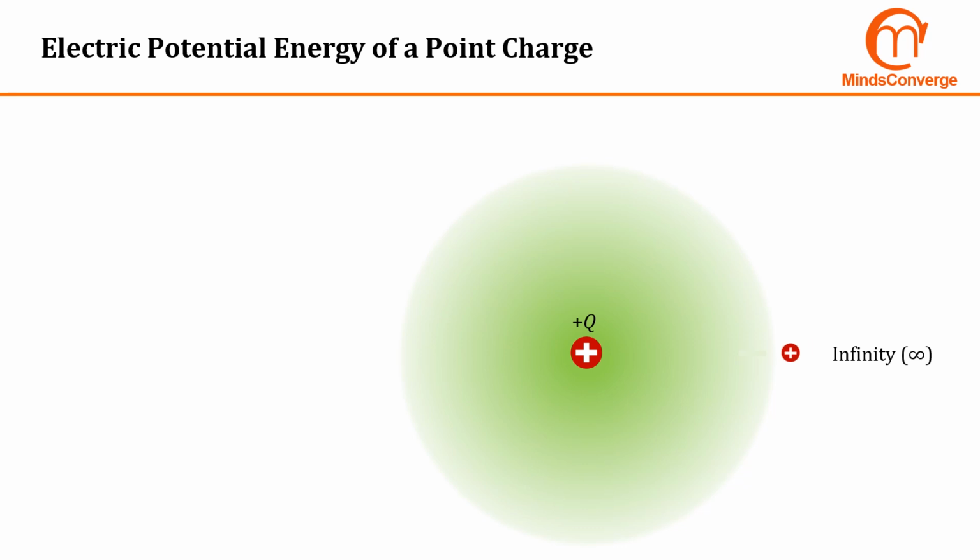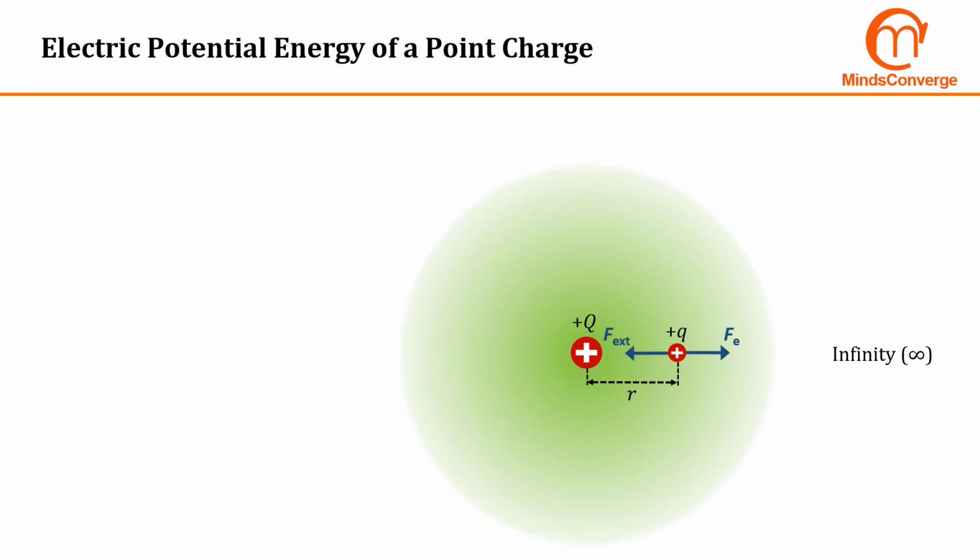When the test charge moves closer to the source charge, it will experience a repulsive electric force from the source charge. So, without changing the velocity of the test charge, an external force that is equal and opposite to the electric force is applied to move the test charge to a point at a distance r from the source charge. In the process of moving the test charge from infinity to the point, without change in velocity, there is no change in kinetic energy of the test charge.